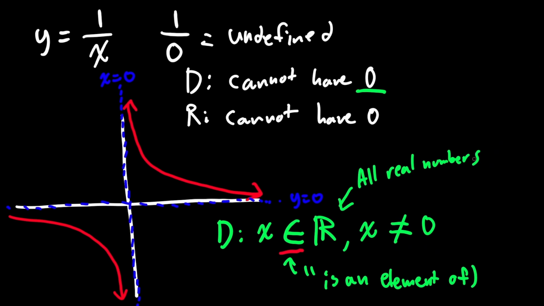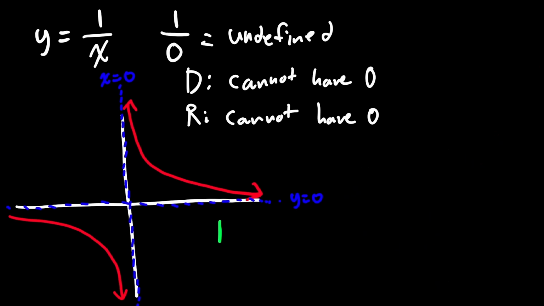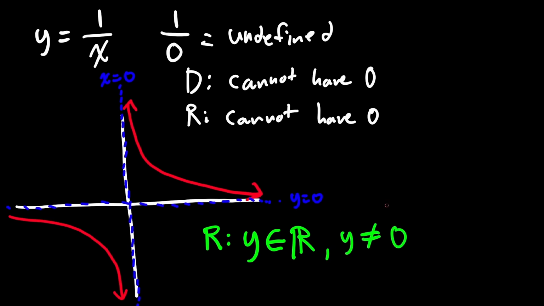Now, we can write it the exact same way for the range. If we were to describe the range, we'll say that the y values for this graph are an element of, or are a part of, the set of all real numbers. And we have to add to this that the y value cannot equal 0, as we have established up here. So that's how you would use inequality notation.